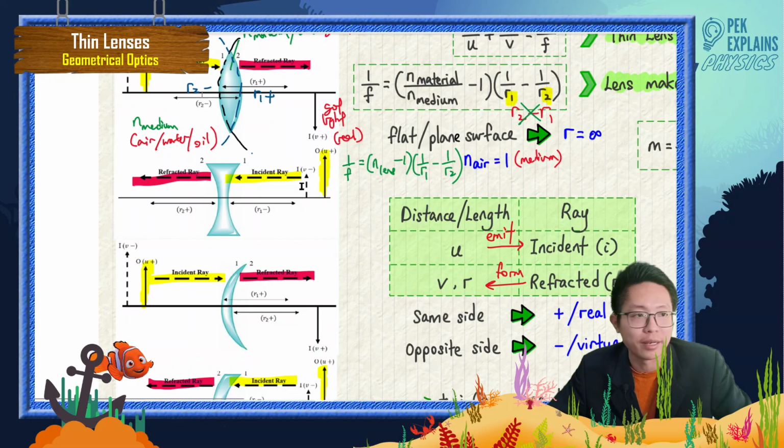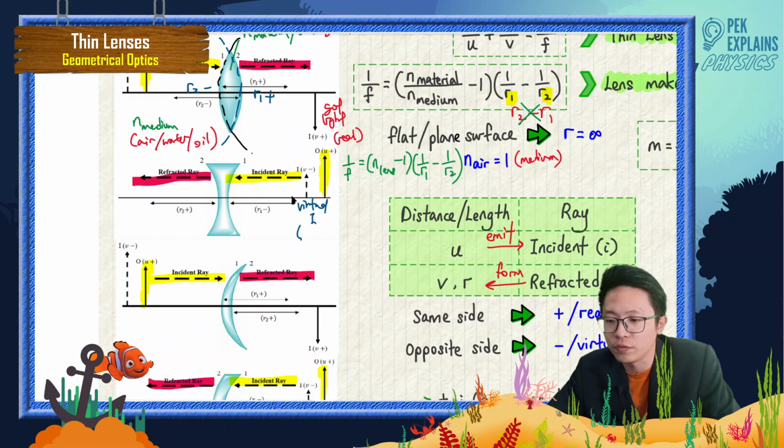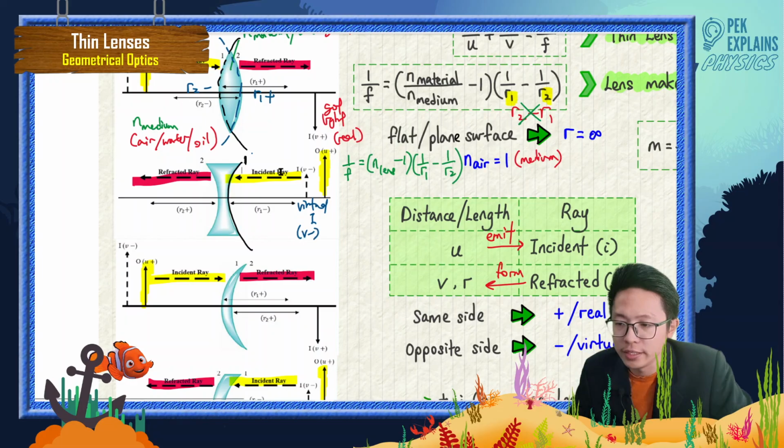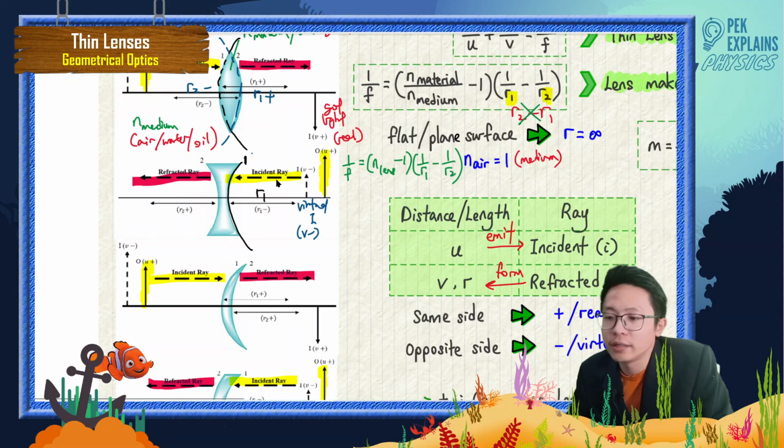So this is just a virtual image. That's why V is negative, because it is opposite to the refracted ray. Now how about the radius? This one is the first surface, because it receives the incident ray, and radius one is over here. You see that? Opposite to the refracted ray, so this R1 is negative.